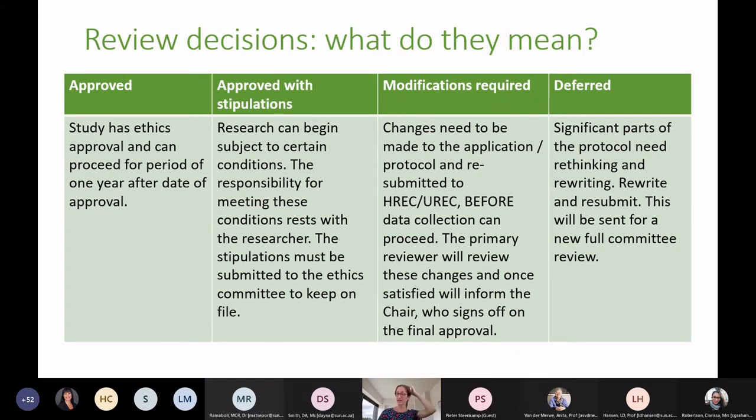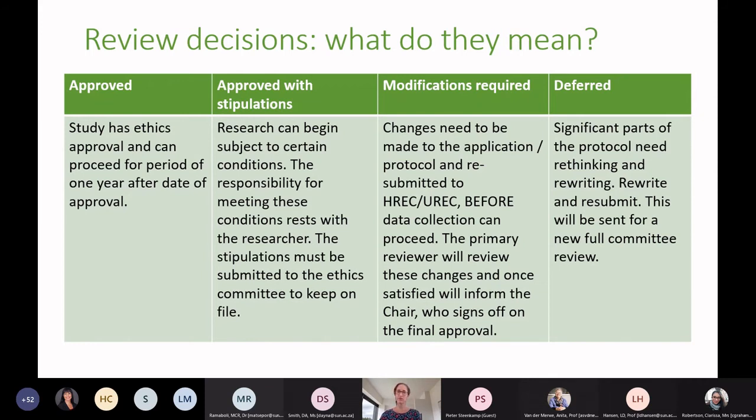Modifications required is 98% of the feedback decision that we give at UREC, and it's usually because there are some issues the ethics committee wants you to address, often with consent form stuff, often with the scientific validity of things, and then you need to resubmit for us to review. You're not allowed to start your study until you've done that and until you've got the approval.